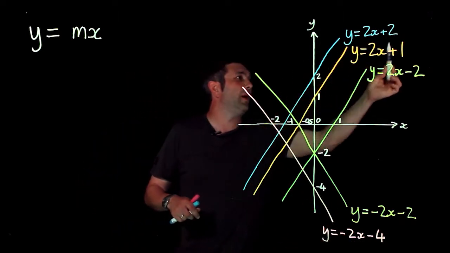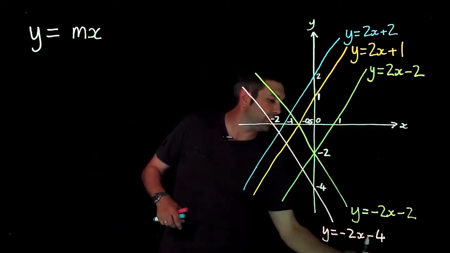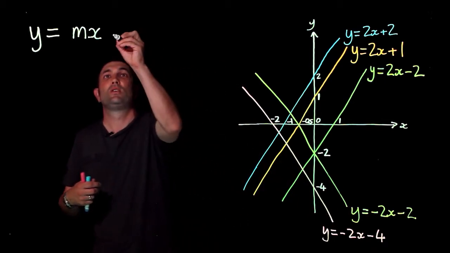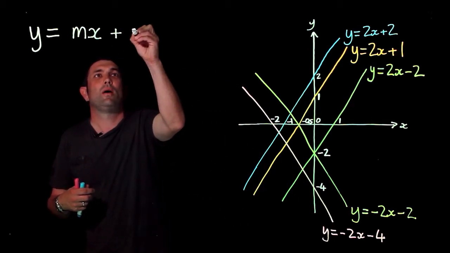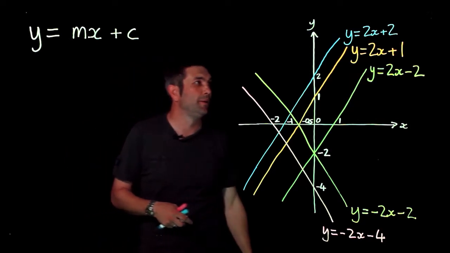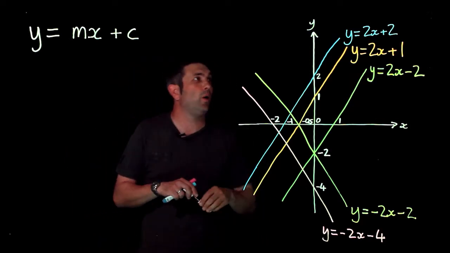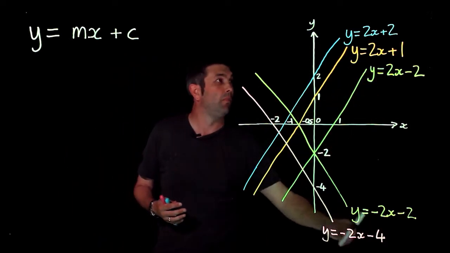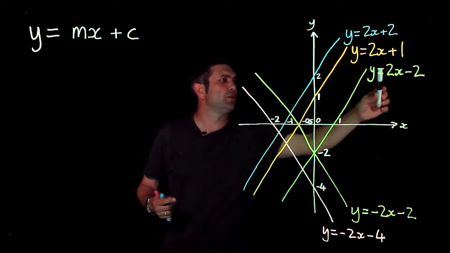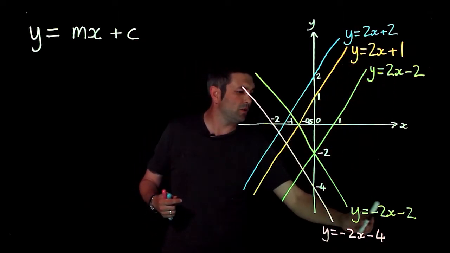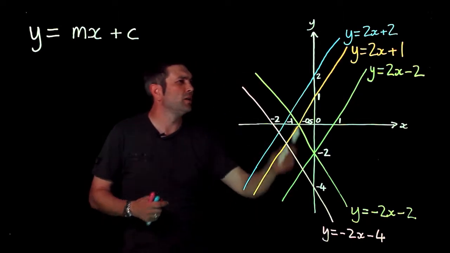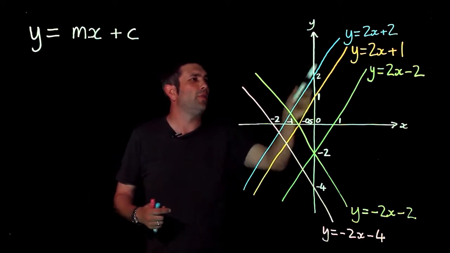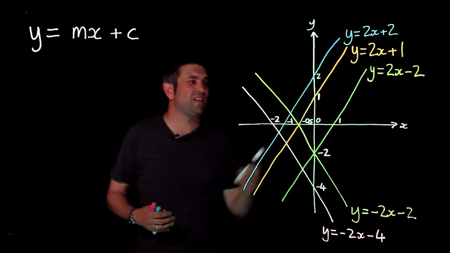Now, they all have another number tacked on the end, and that I'm going to call c. So I'm going to add on another number, so plus c at the end. Now, can we work out where these numbers come from? So we've got 2x, 2x, and 2x. We've got -2, -2 here. So if I look at these 3 initially, they are all parallel. That means their slope is the same.